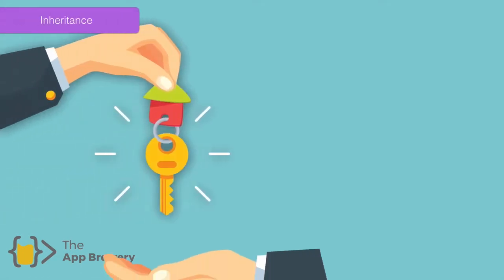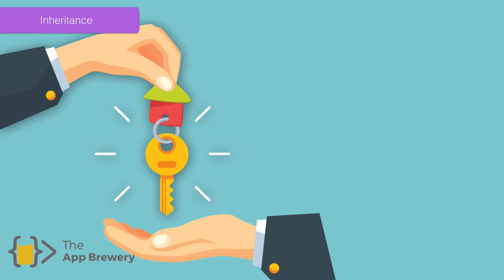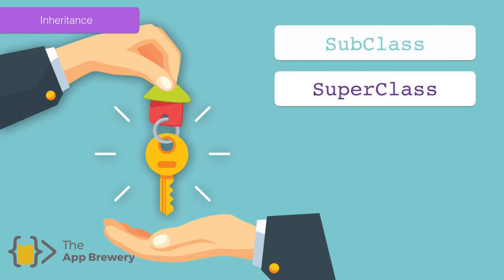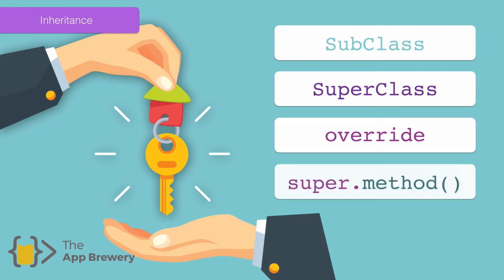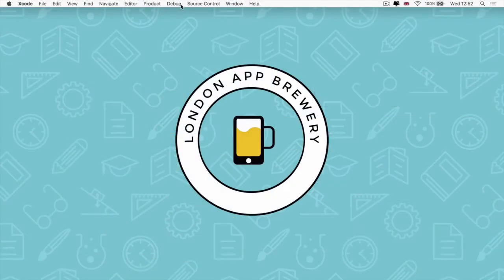But in addition, I also want to talk about some of the core concepts of object-oriented programming, namely inheritance, subclasses, superclasses, what it means to override a method, and what it means to call a method from a superclass. So let's create a separate project in Xcode to show these concepts in action.